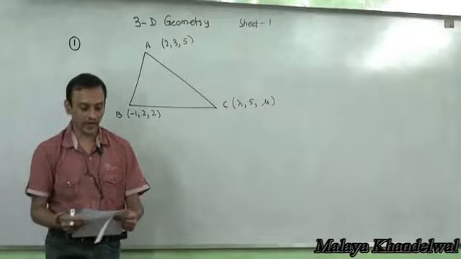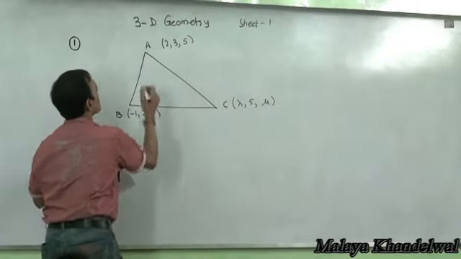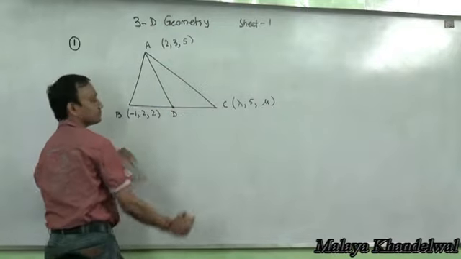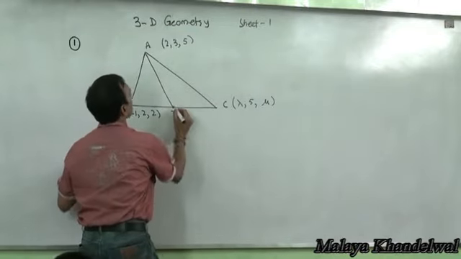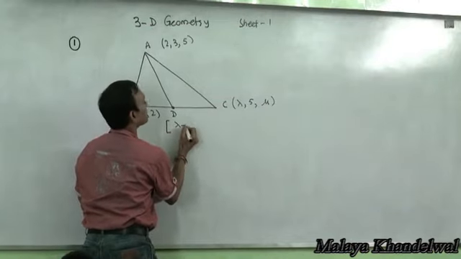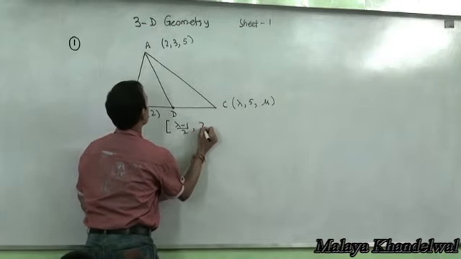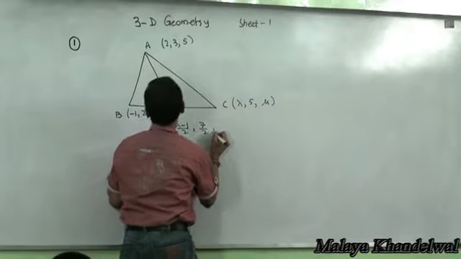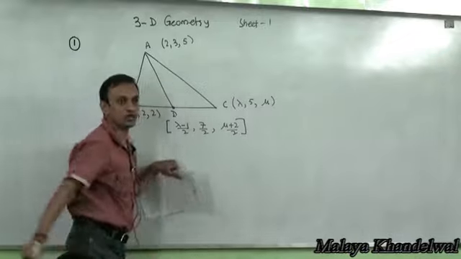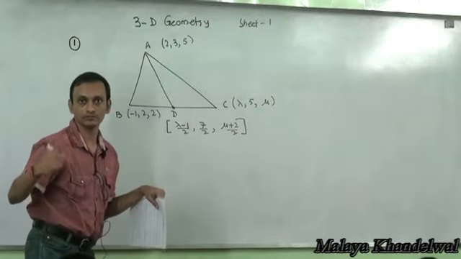The median through A is equally inclined to the axes x, y, z. This is the median. Let's say this is D, right? And D, being the midpoint of BC, would have coordinates from the section formula: (lambda minus 1)/2, 7/2, (mu plus 2)/2, right? These would be the coordinates from the section formula.